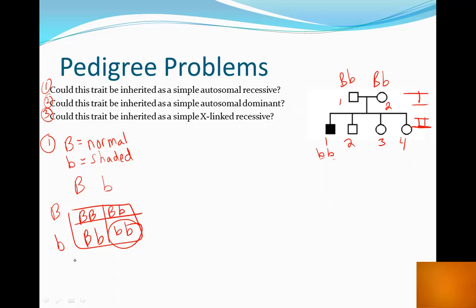Again, you'll notice we have 1 child who does carry, who would be our shaded individual, and 3 who are not affected, as we see. So could this trait be inherited as a simple autosomal recessive? Yes, it's a possibility.